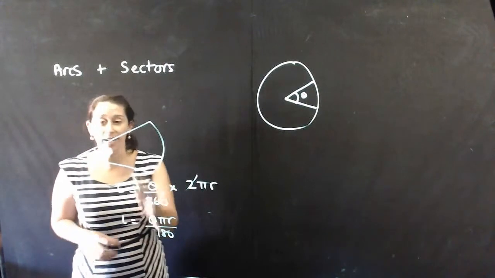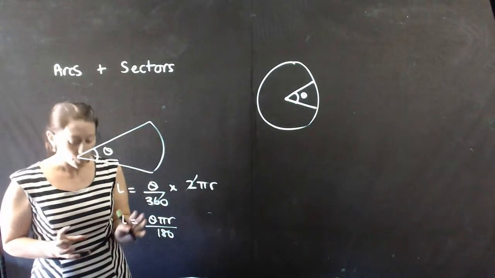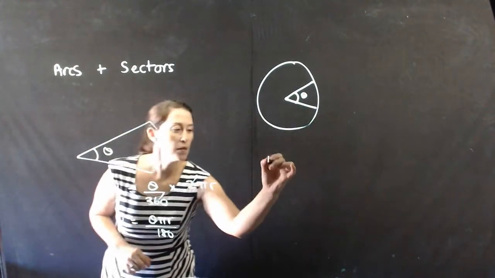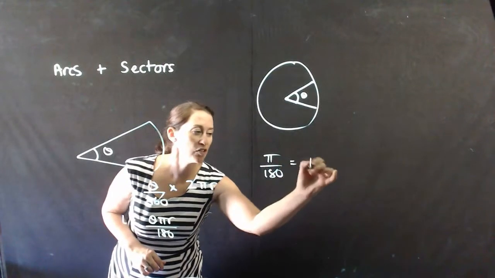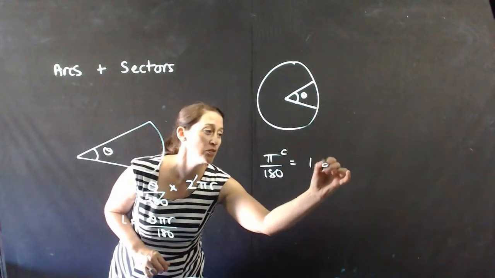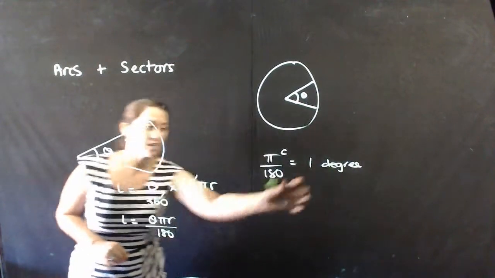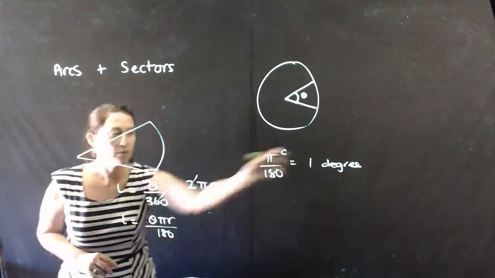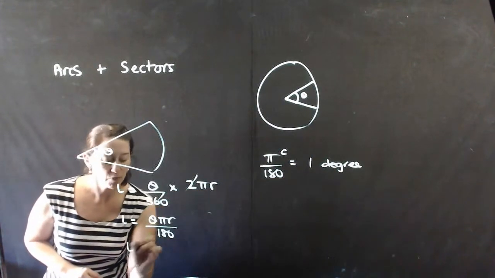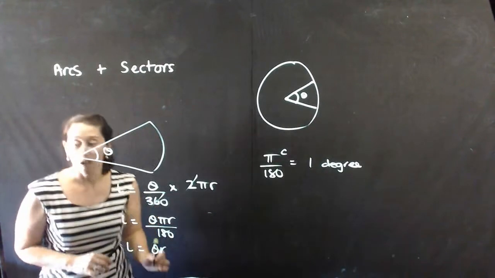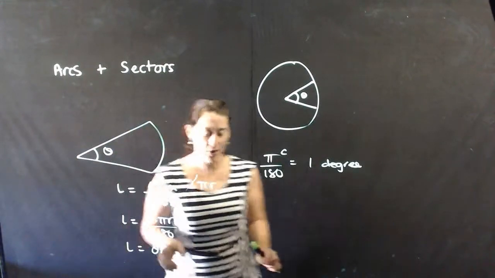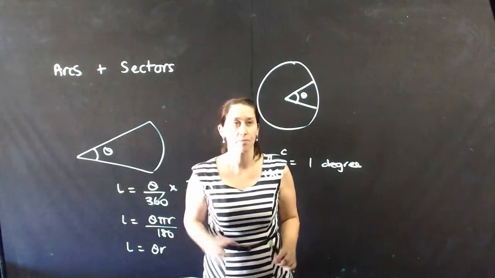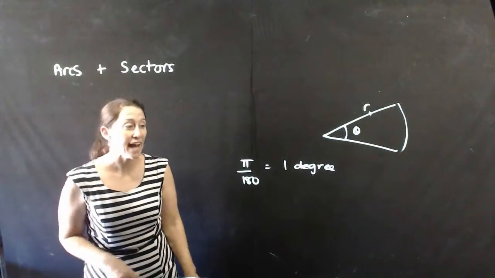Now that's perfectly fine if theta's in degrees, but what we do know is that pi over 180 is, in radians, worth 1 degree. So if I substitute that in, we're left with the arc length being just r theta. It's usually written r theta, to be honest, and that gives you the formula to work out the arc length in radians. So now I've cleared some space, let's have a look at the area formula.